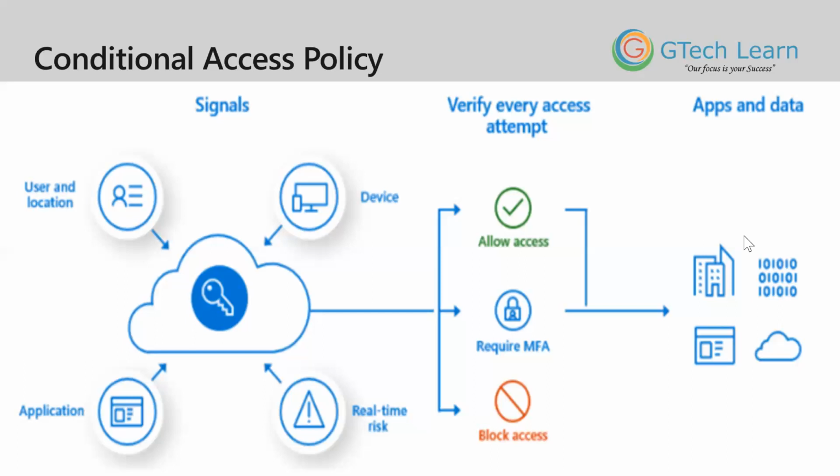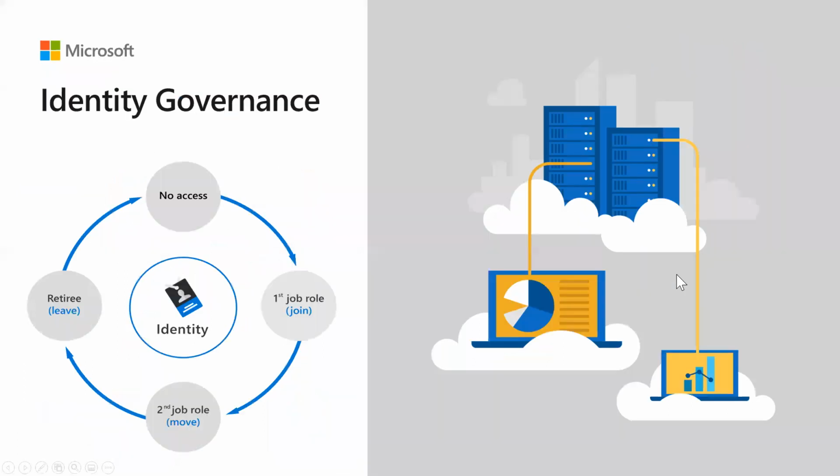After that, there is identity governance. Identity governance gives the organization the ability to govern the identity life cycle, then govern the access life cycle, and after that it secures privileged access for administration. For example, you can see this diagram.